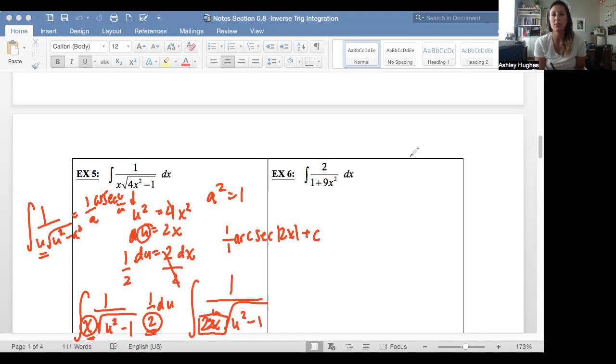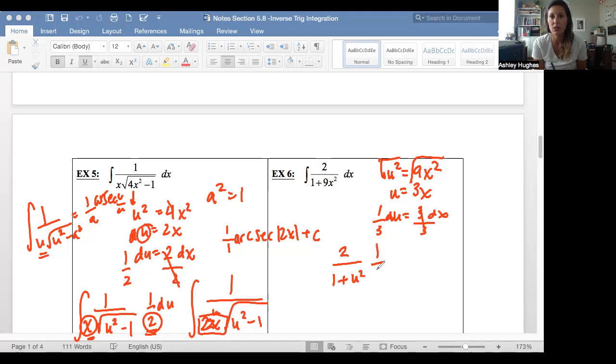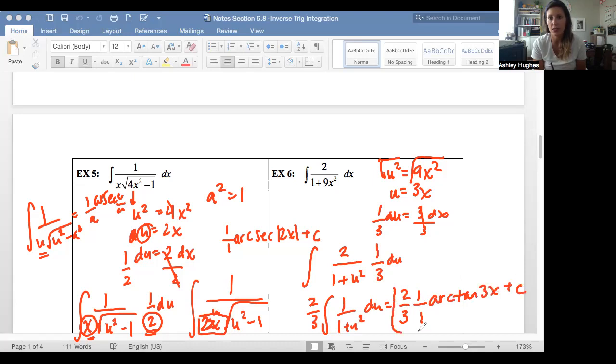This one, you notice that we have a plus and no square root, so it's tangent. So u squared is 9x squared, so that means u is 3x. So du would be 3 dx. So I have 2 over 1 plus u squared, and then dx is 1/3 du. So I'm just going to have 2/3 out front, 1 over 1 plus u squared. So my answer is 2/3, and then arctan, 1 over a, my a is just 1 though, arctan u over a plus c. So you don't have to have this 1 over 1, I just did that for emphasis.